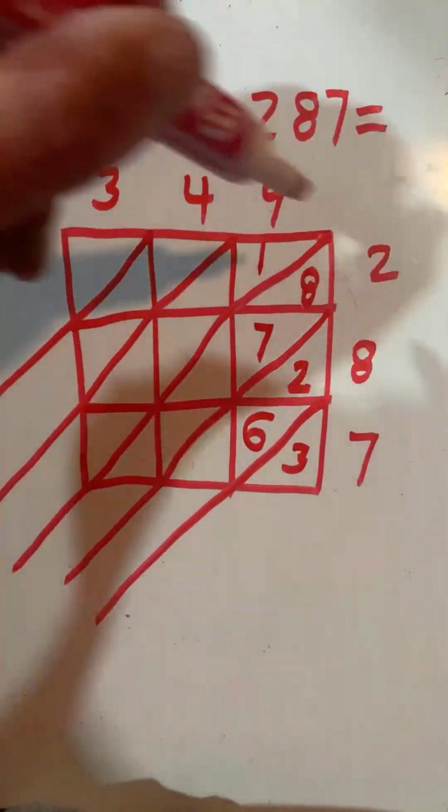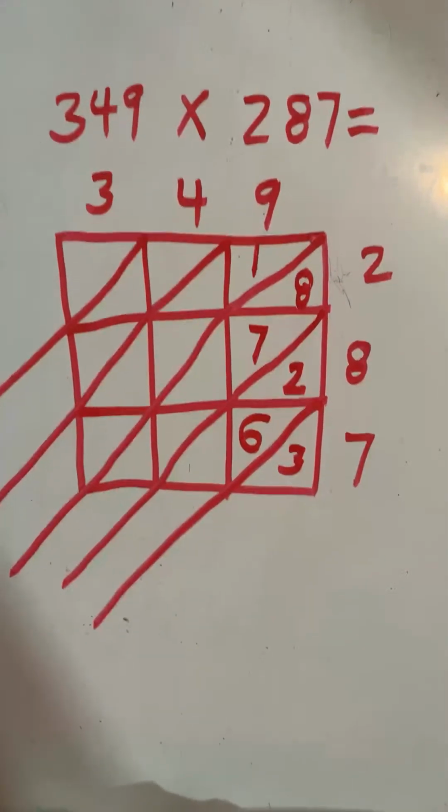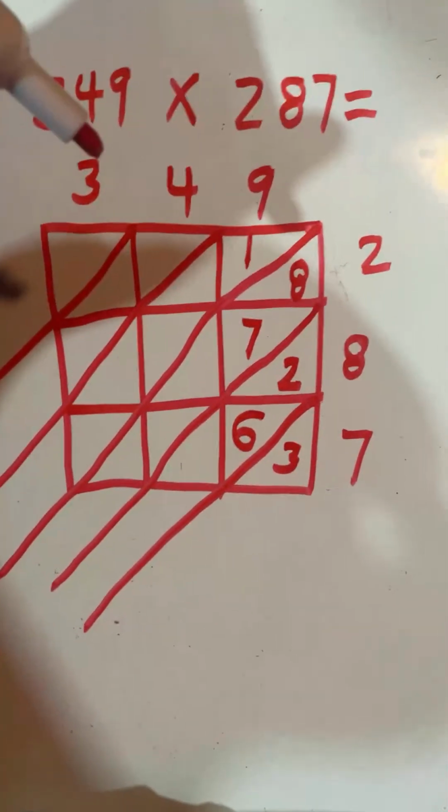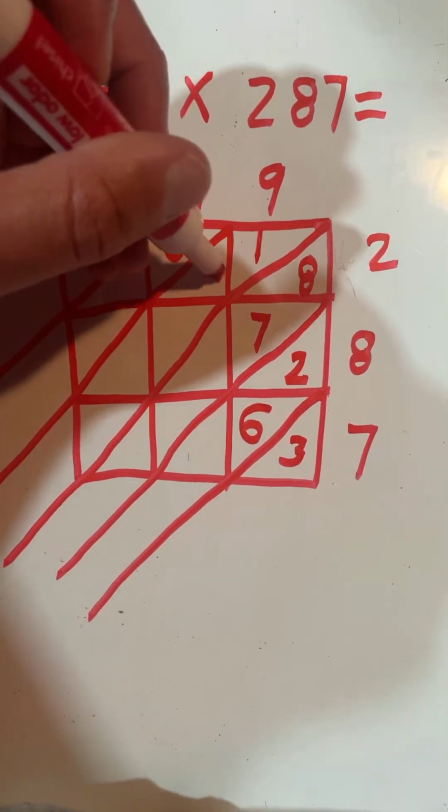Next, we're going to multiply 4 times 2. The answer to 4 times 2 goes in this square here. 4 times 2 equals 8. That's a one-digit answer, so we put a 0 in the top triangle, and we put 8 in the bottom triangle.